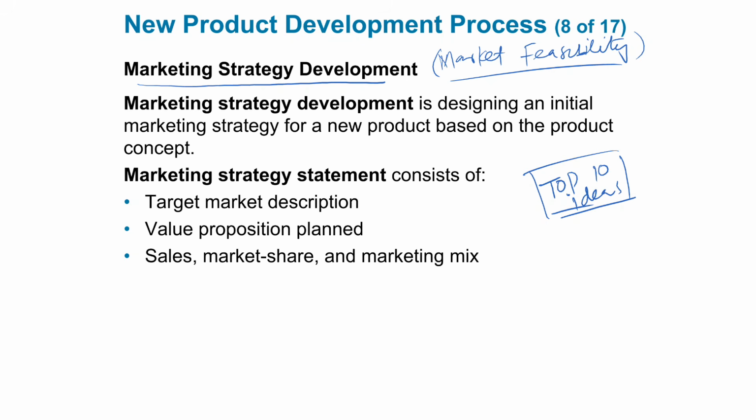That is an explanation from another source. Can the market introduce these ideas? Can the market accept these ideas? And you choose the ideas that are acceptable to the market, and then you go to the next stage. Here it says that it's designing an initial marketing strategy. So you create an initial marketing strategy for the ideas out of the 10 ideas based on the new product and the new concept that you have just developed in the previous stage.